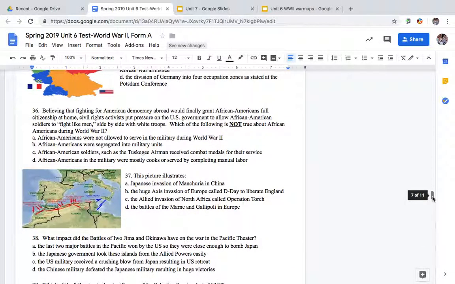Number 36. Believing that fighting for American democracy abroad would finally grant African Americans full citizenship at home, civil rights activists put pressure on the U.S. government to allow African American soldiers to fight like men side by side with white troops. Which of the following is not true about African American soldiers during World War II? A. African Americans were not allowed to serve in the military during World War II. B. African Americans were segregated into military units. C. African American soldiers such as the Tuskegee Airmen received combat medals for their service. D. African Americans in the military, mostly cooks, served by completing manual labor.